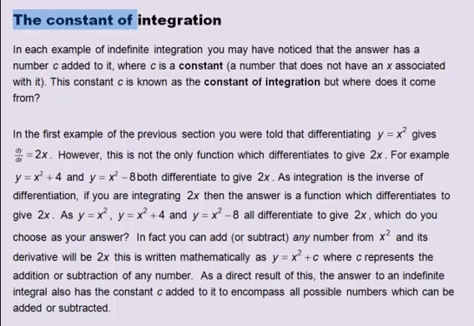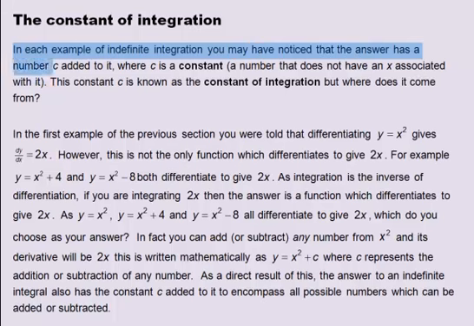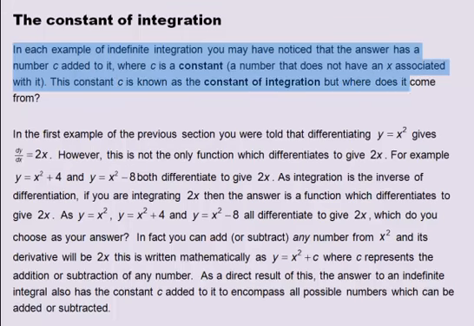The constant of integration. In each example of indefinite integration, you may have noticed that the answer has a number, c, added to it, where c is a constant, a number that does not have an x associated with it. This constant, c, is known as the constant of integration, but where does it come from?